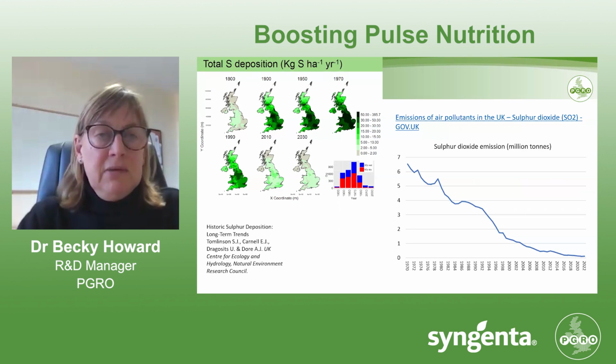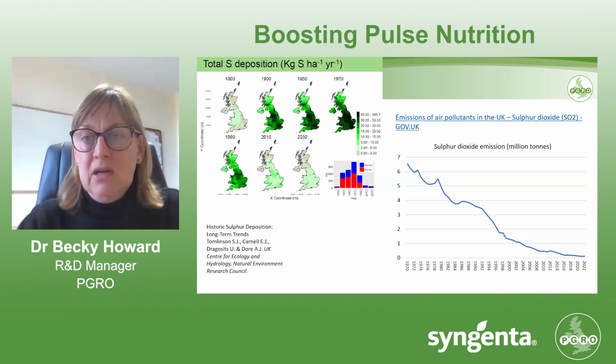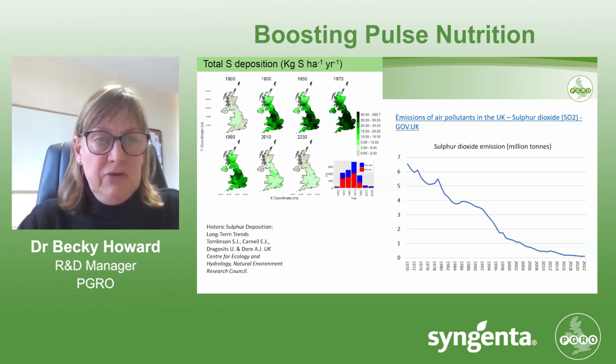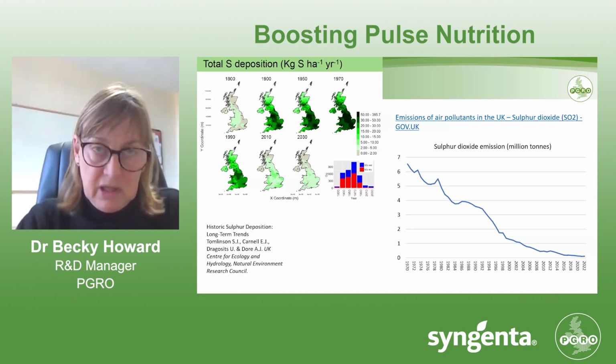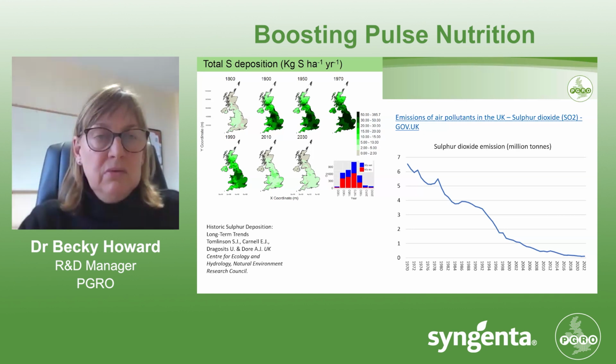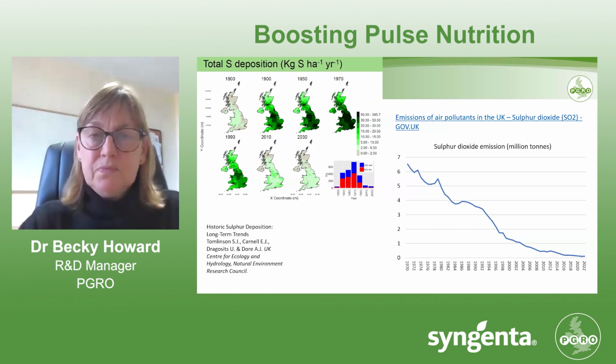Sulfur we talked about briefly. You can see here, and this information's from various sources, but we're looking at emissions really over the years. So we can see through the industrial revolution era that we had high levels of sulfur deposition, and this has significantly declined. Currently there's almost negligible sulfur deposition in the UK. And this, of course, is a good thing, but it does impact on how much we need to apply in terms of crop requirement.